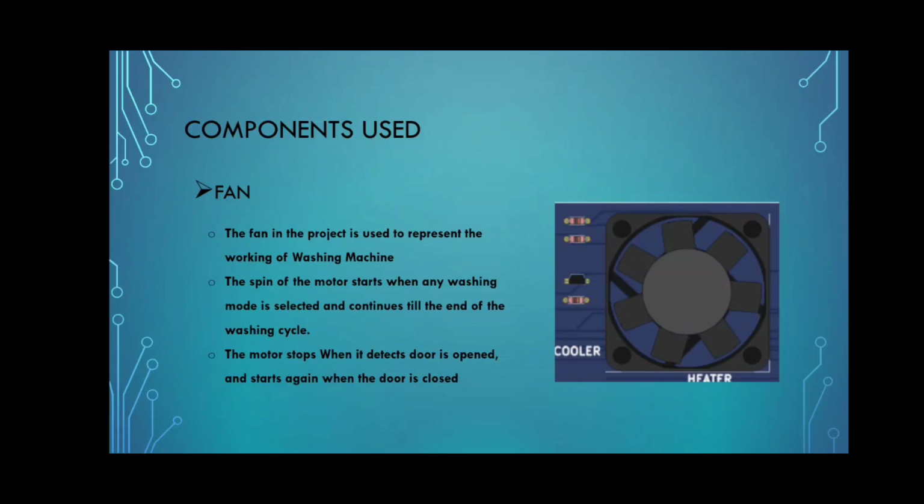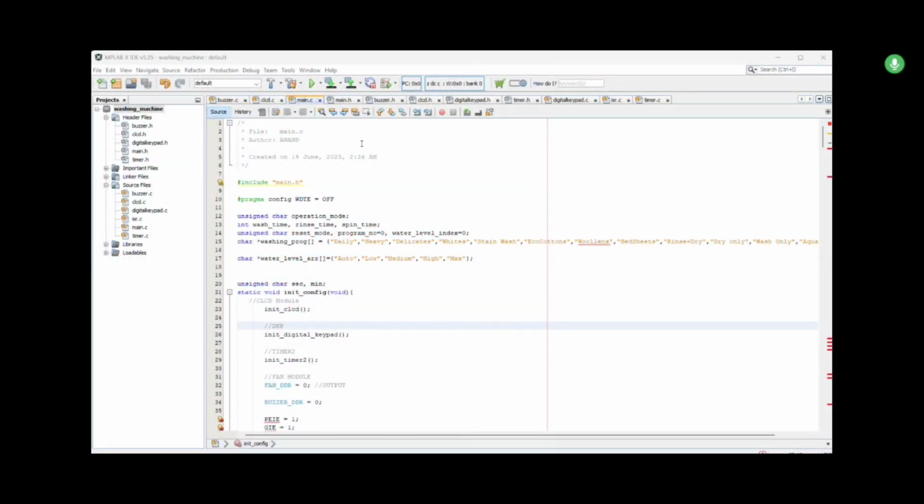Fan. The fan in the project is used to represent the working of the washing machine. The motor spin starts when any washing mode is selected and continues till the end of the washing cycle. The motor stops when it detects the door is open and starts again when the door is closed. That is the coding part of my project.